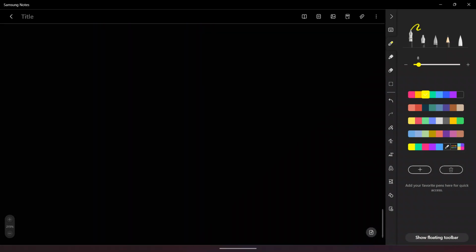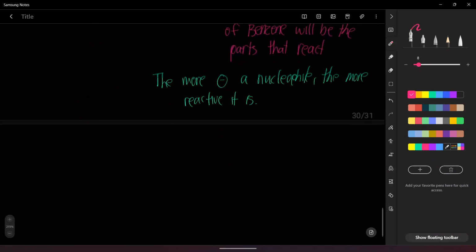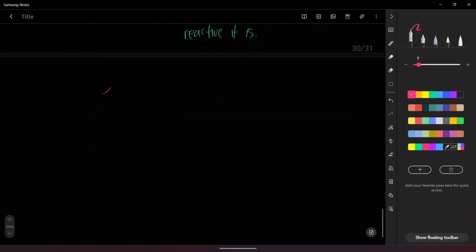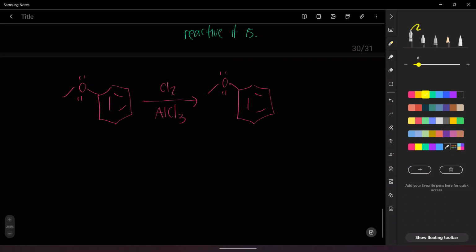Sorry. All right, good. And that is why, if I have an electron donating group already on the ring, it is going to favor ortho-para substitution. And so the result would be that my chlorine is going to go para.